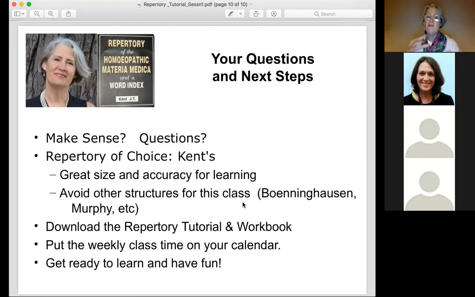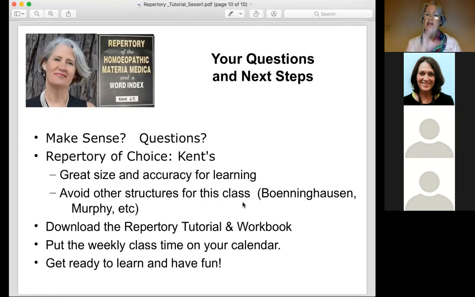The repertory of choice for this class is Kent's repertory. It's a great size to work with because at first we're going to be working with book in the hand. And some of those later repertories are honking big ones, that big red Synthesis bound one. Oh my goodness, there are rubrics in there that have hundreds and hundreds of remedies in them. So it's cruel to make somebody start with that.